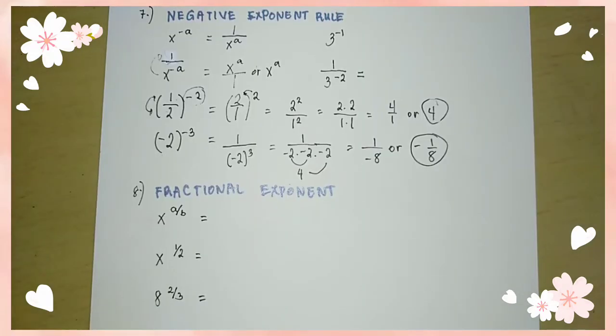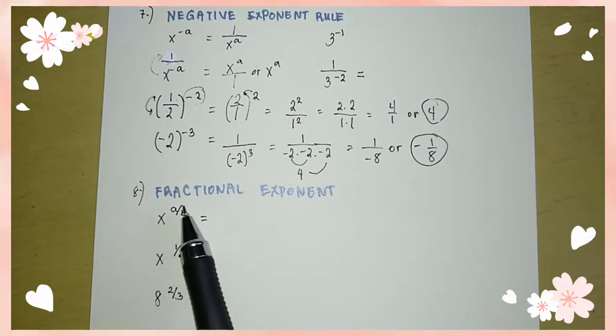Okay, so moving on to the last rule, we have the fractional exponent. When we say fractional exponent, of course, exponent natin ay fraction, tama? So, like for example, we have x raised to a over b. So, what are we going to do is that dito na natin gagawin yung may square root, okay? So, take a look at x raised to a over b.